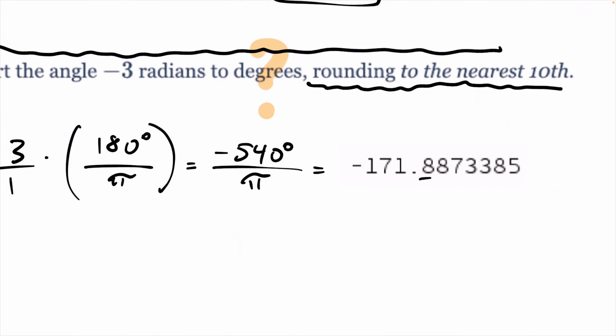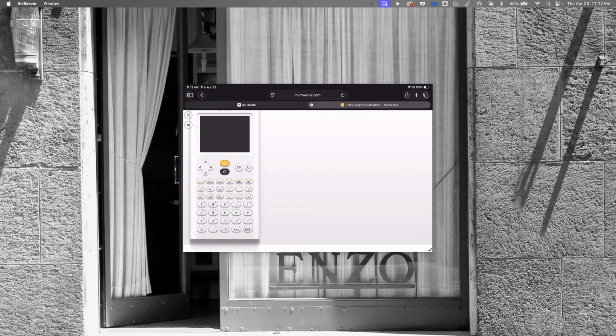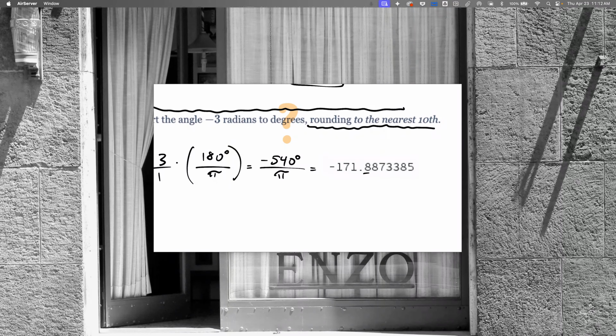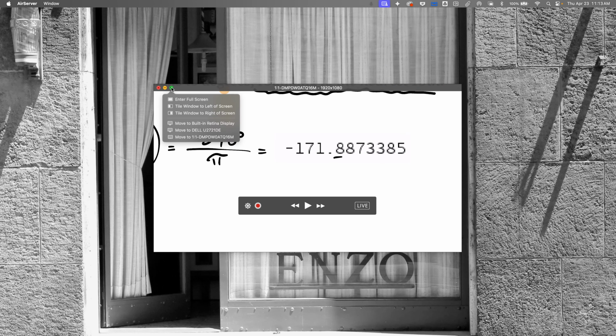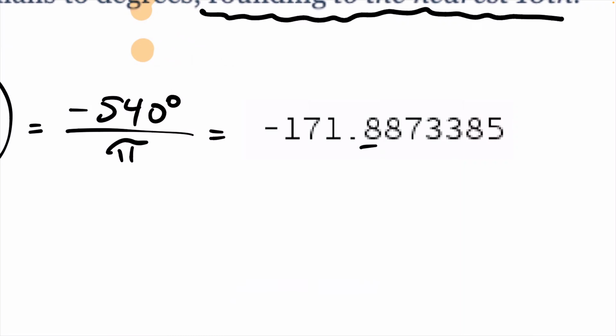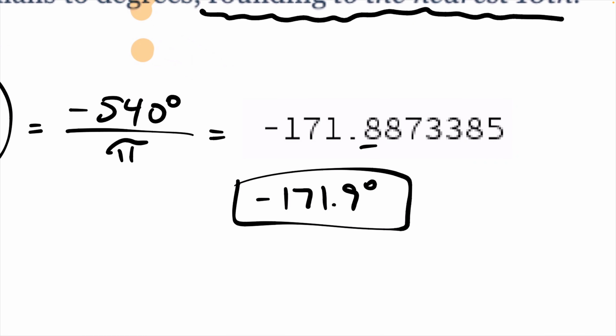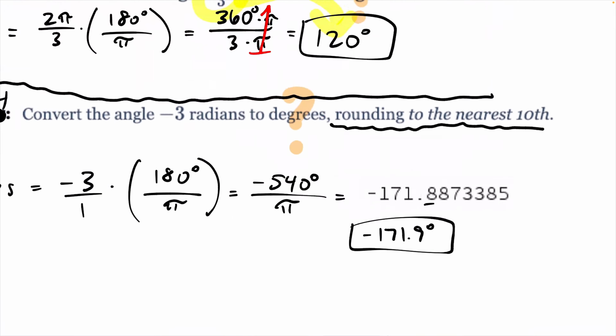Well, this 8 is the tenth. Right? That 8 is the tenth. So that 8 either has to stay or go up. Well, the 8 to the right says go up. So it's going to be -171.9 degrees. So when radians doesn't have a pi, it's usually going to be a decimal. That's why it's a decimal. Okay? If it does have a pi, it's not going to be a decimal.